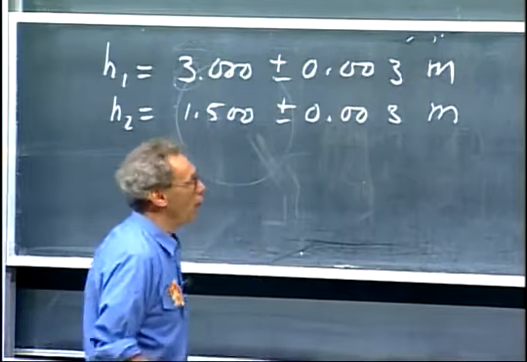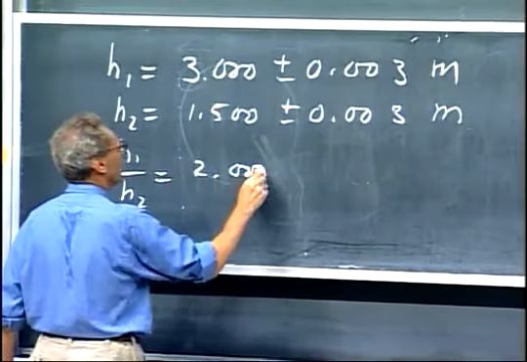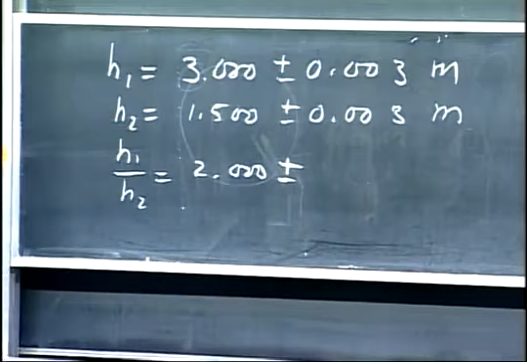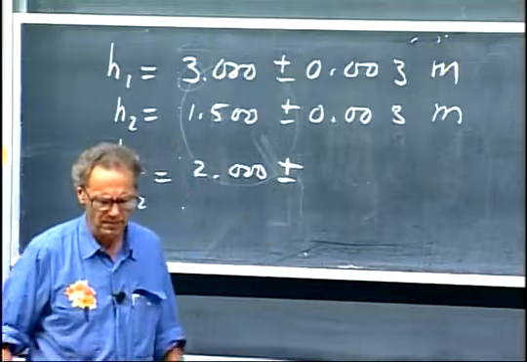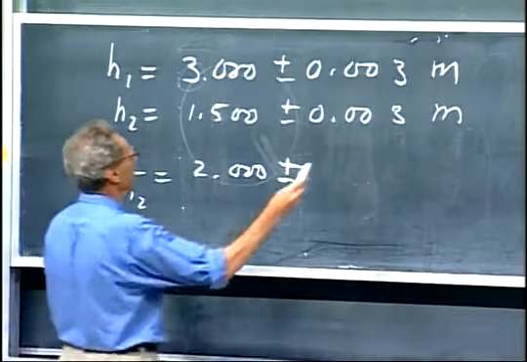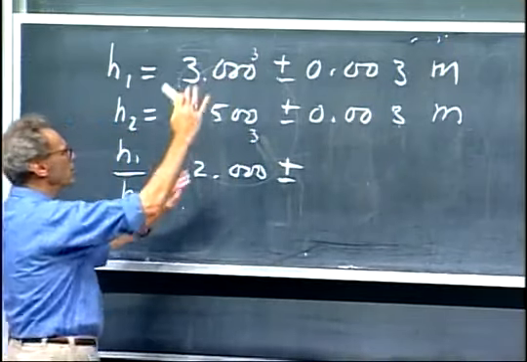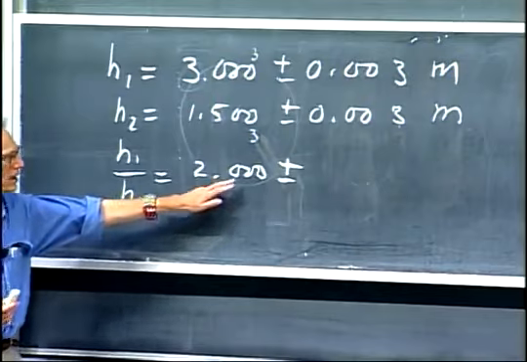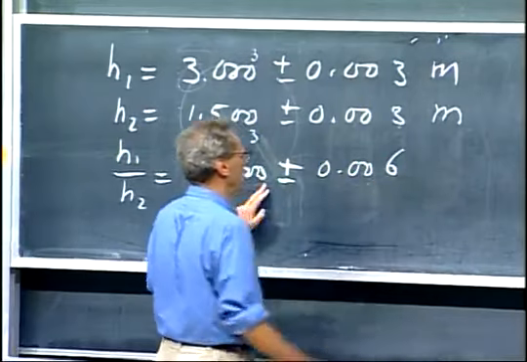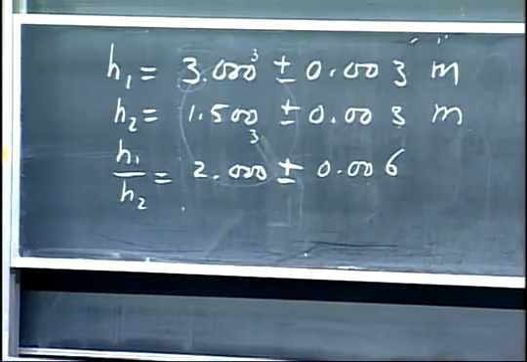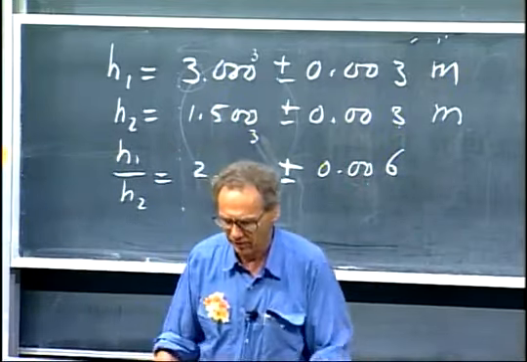So the ratio H1 over H2 is 2.000, and now I have to come up with an uncertainty, which physicists sometimes call an error in their measurements, but it's really an uncertainty. And the way you find the uncertainty is that you add the 3 here, and you subtract the 3 here, then you get the largest value possible. You can never get a larger value. And you'll find that you get 2.006. And so I would say the uncertainty is then 0.06. This is a dimensionless number because it's length divided by length.